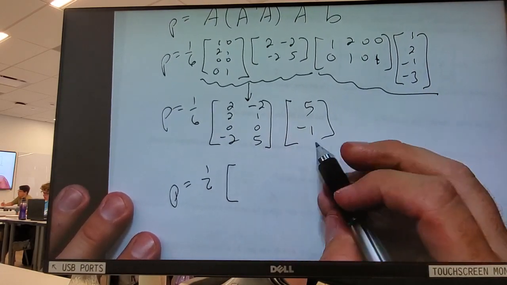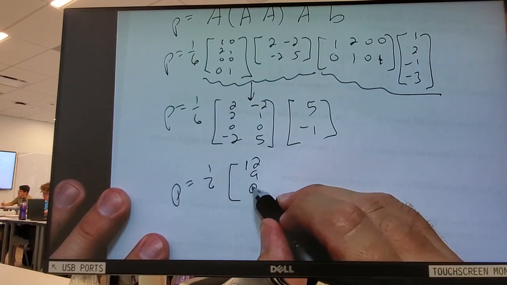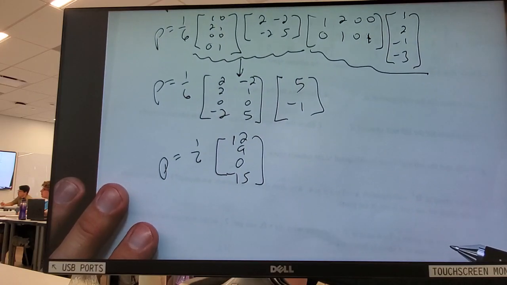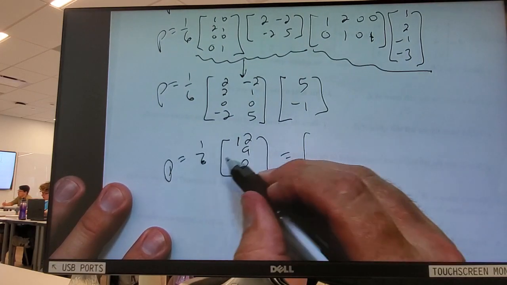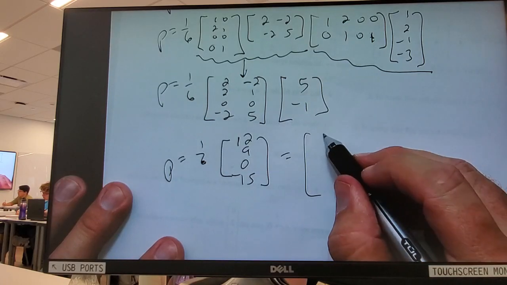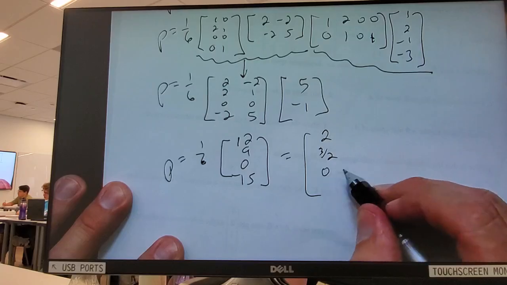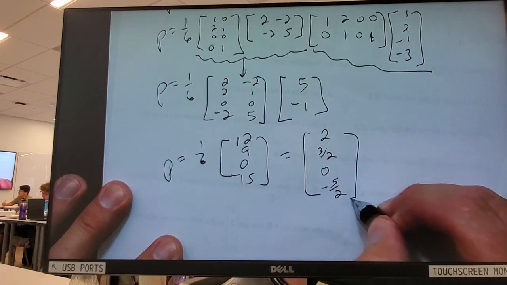So here you get, is this right? 12, 9, 0, negative 15? Is that what you guys got? And now you can't escape it. But the 6 works pretty well with some of these. Let's get 2, 3 halves, 0, and then negative 5 halves. Is that cool?